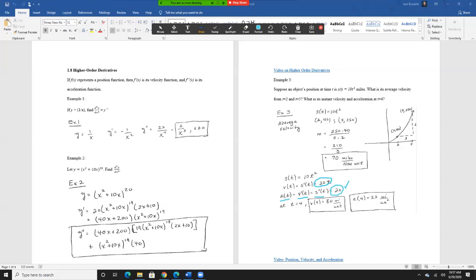The velocity is 20 times t, and since they want to know the velocity at 4, then I just say, well, okay, 20 times 4 gives me 80, so the velocity at time 4 is 80 miles per unit. So let's say this happens to be miles per hour, then the velocity at time 4 would be 80 miles per hour. The acceleration would be 20 miles per hour squared.